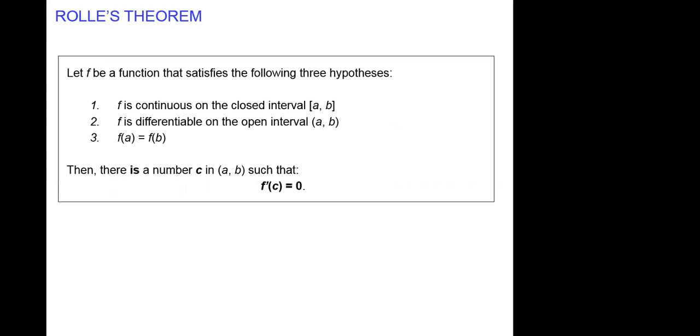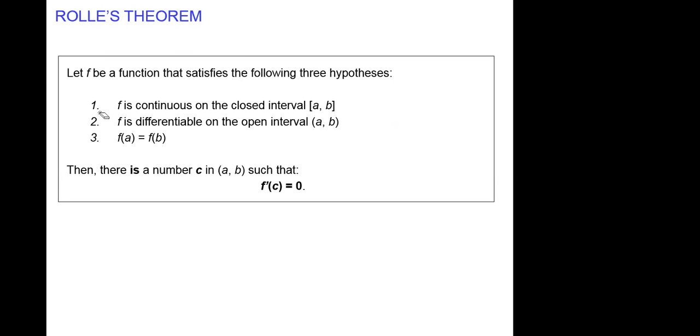One thing. Okay, that means we have to have a function that satisfies all three hypotheses. The function must be continuous on the closed interval. That means we don't want any discontinuity, any holes, any jumps, any asymptotes.